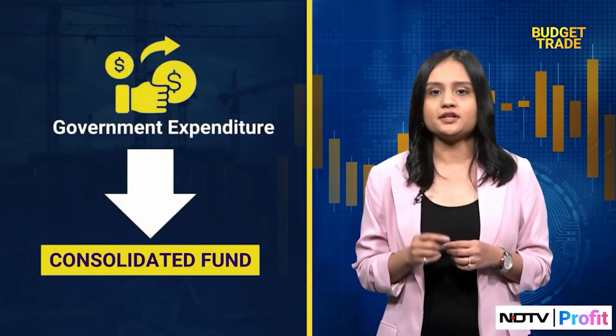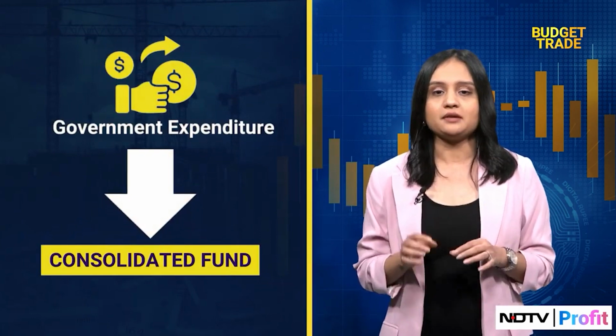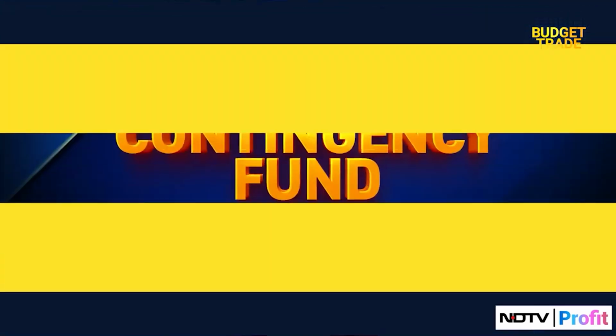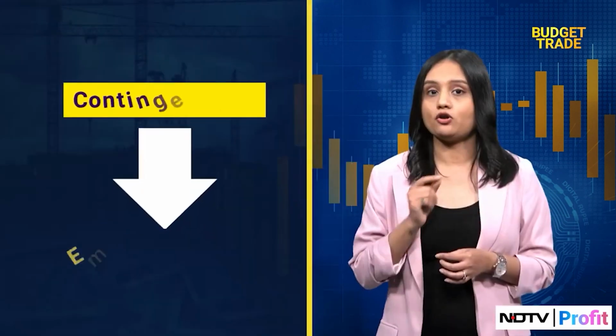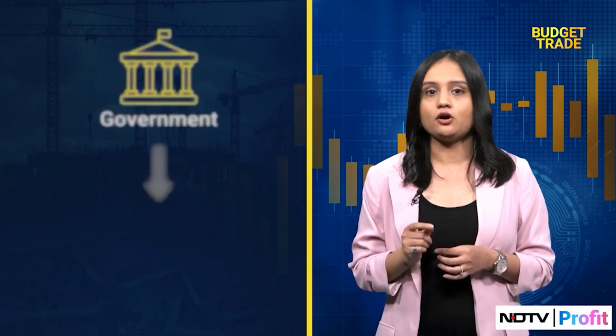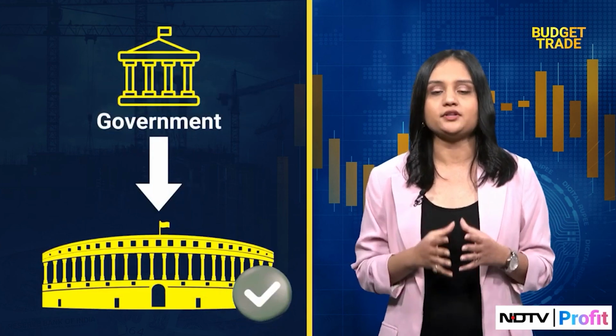All expenditure of the government is incurred from the consolidated fund, and no amount can be withdrawn from the fund without the authorization of the Parliament. Next up is contingency fund. This is a fund used for meeting emergencies where the government cannot wait for authorization of the Parliament. The government subsequently obtains parliamentary approval for the expenditure. The amount spent from the contingency fund is returned to the fund later.